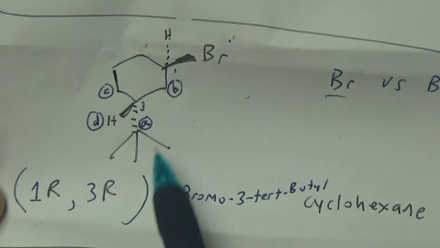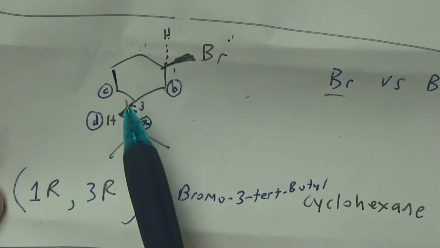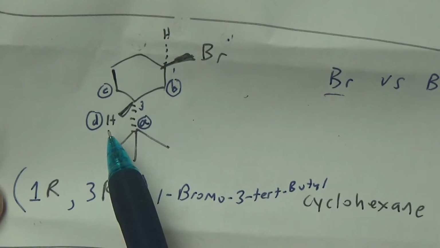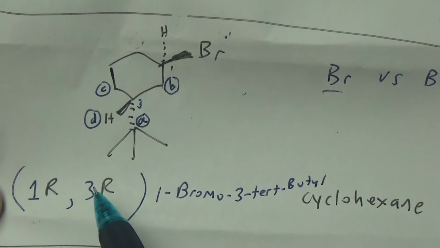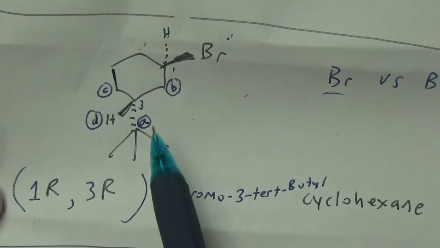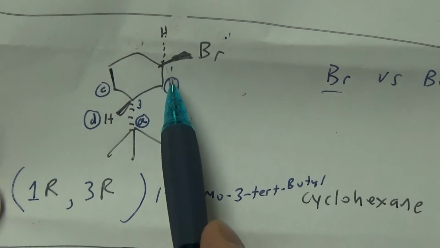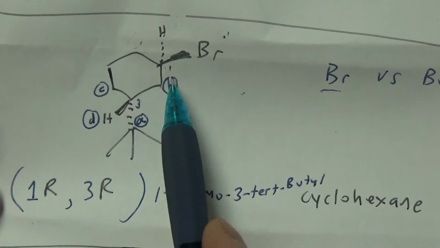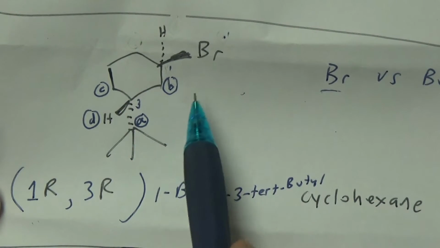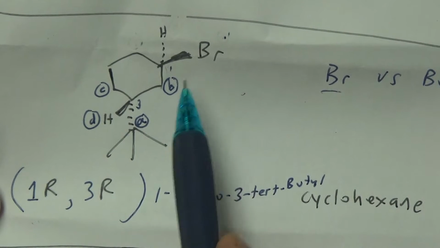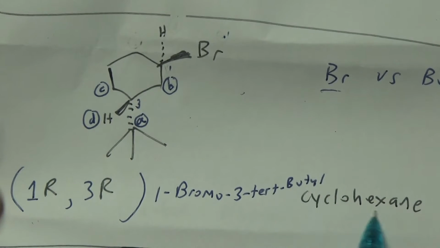The way we knew that: this is counterclockwise, ABC. Counterclockwise you'd think is S, but remember the hydrogen's coming towards us, so it would be opposite. Or you can use the thumb method. Anyway, after doing all that, we determined it was 1R, 3R. How did we determine the numbering system? 1, 3, instead of 1, 2, 3. That was due to the alphabetical relationship of Br versus tert-butyl. Bromine is lower alphabetical than tert-butyl. Okay? So the end result was 1R, 3R, 1-bromo-3-tert-butylcyclohexane.